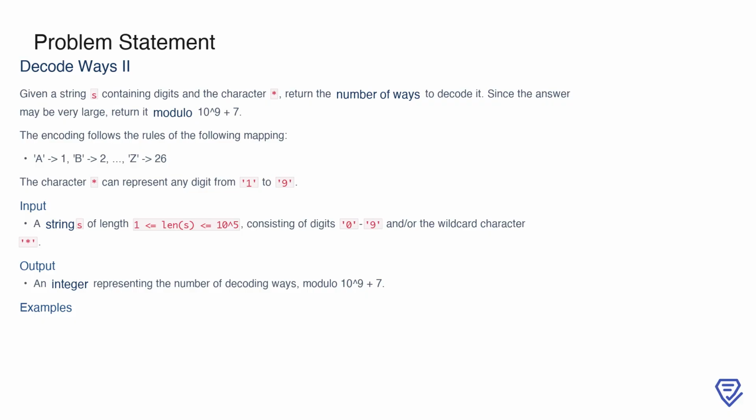possibilities. Since the string length can go up to 10 to the power of 5 and the result may be extremely large, you are required to return the number of decoding ways modulo 10 to the power of 9 plus 7. To summarize, the input is a string of digits and/or wildcards, and the output is an integer representing the total number of valid decoding combinations under the constraints of the mapping.